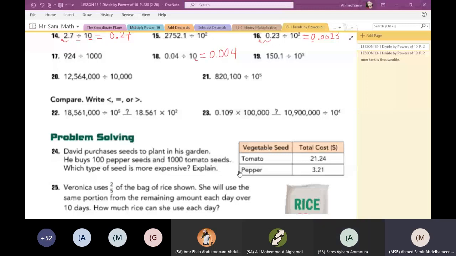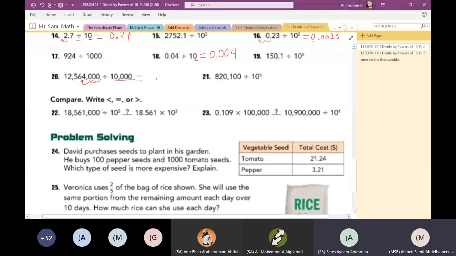We're doing number 20 here. We have 12,564,000 divided by 10,000. So we have here 4 zeros. So we're moving this point backwards 4 digits. So the answer would be... no, no, no. We're moving this point from here: 1, 2, 3 and 4. Right, so give me the numbers and then we read them later.